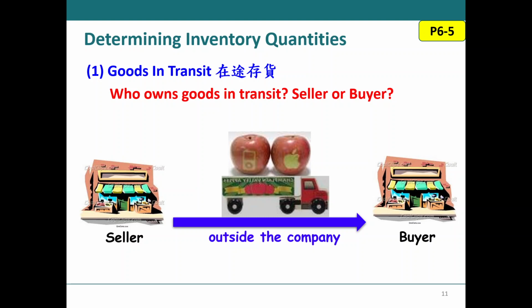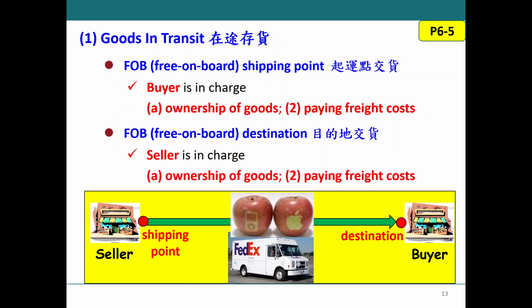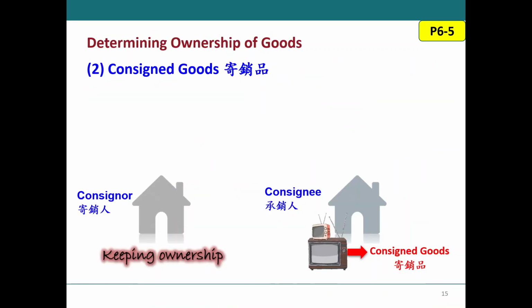It depends on FOB shipping point or FOB destination, right? FOB shipping point tells you it's the buyer's. FOB destination tells you it's the seller's. Okay, so that's the first issue. Second issue, what's that? Consigned goods. Consigned goods belong to whom? They belong to the consignor, right? So consigned goods, we put them in other companies, but the ownership belongs to the consignor. So there are 2 issues we talk about for quantities: whether it's yours or other companies'.